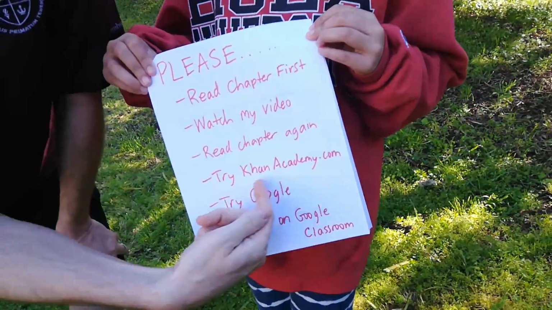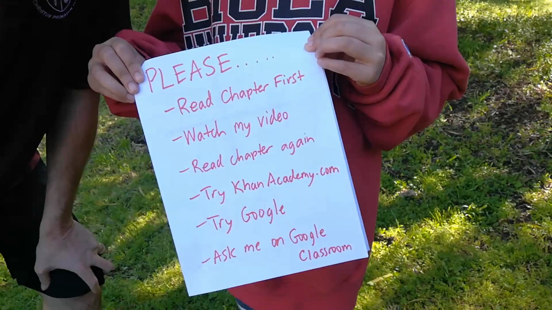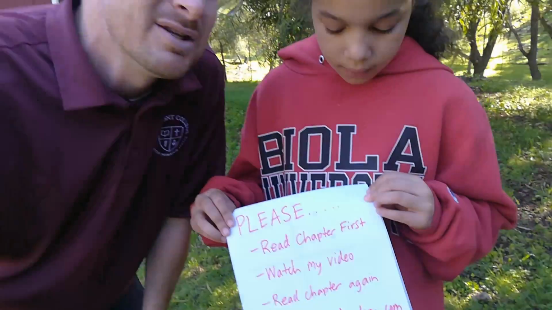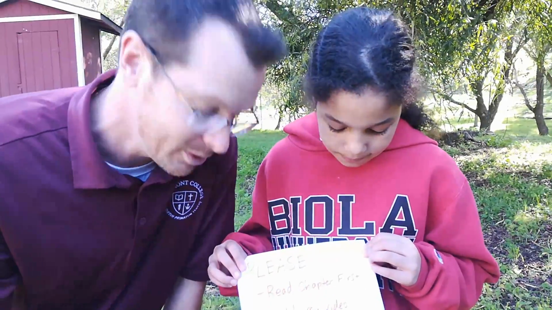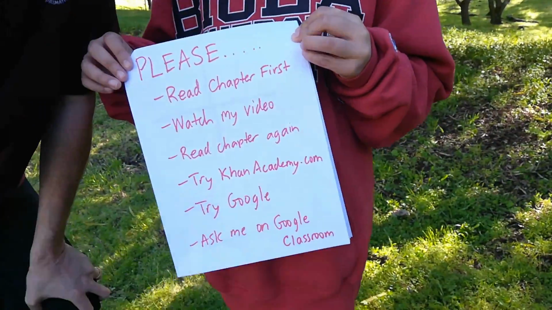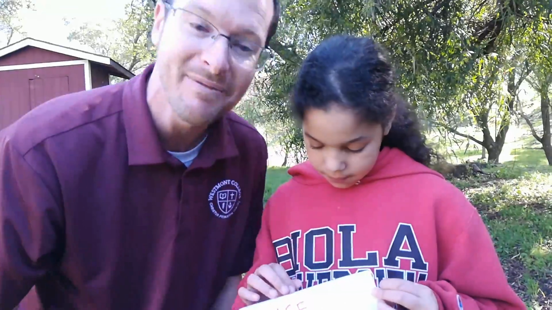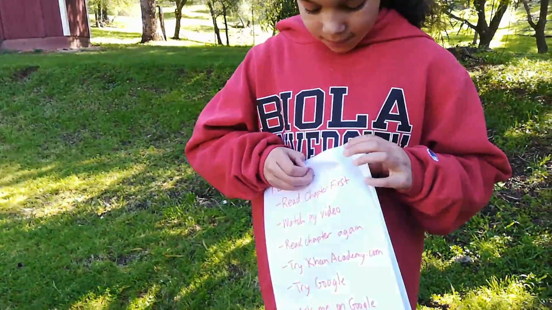Then, of course, you can go to Khan Academy for a little extra help if you have to search something that doesn't make sense, like today's graphing stuff. If you didn't understand graphing, there's probably some more practice you could look up. Try a Google, or maybe most importantly, just ask me on Google Classroom. I am here to help, my friends. All right, let's go ahead and get into this.